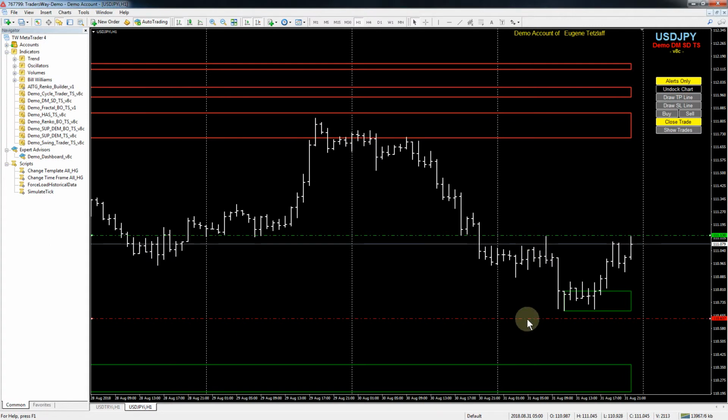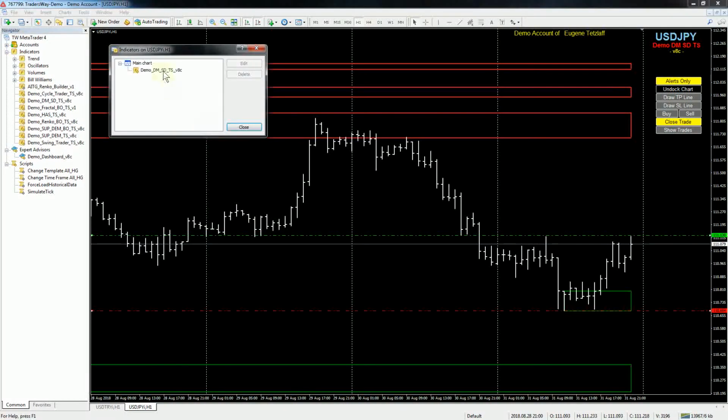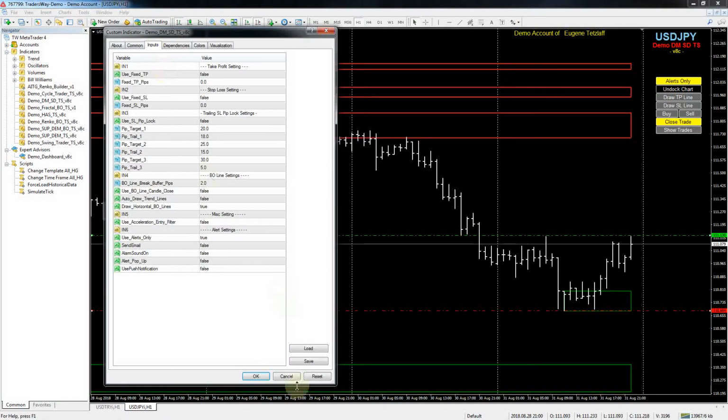Or if it breaks below this line by 2 pips, it'll go short. So that's basically what that does. So for now, we're just going to go back. This is to reset.